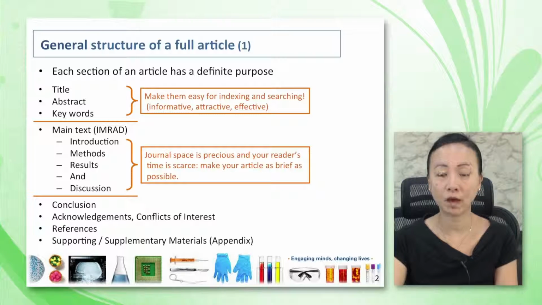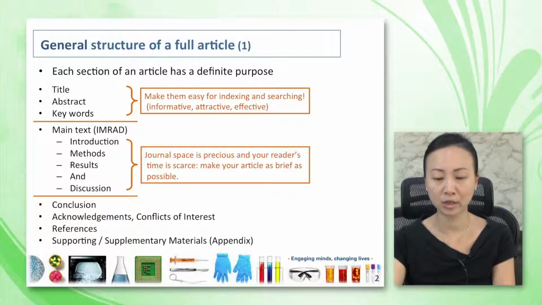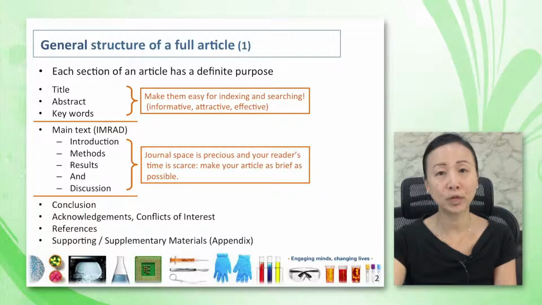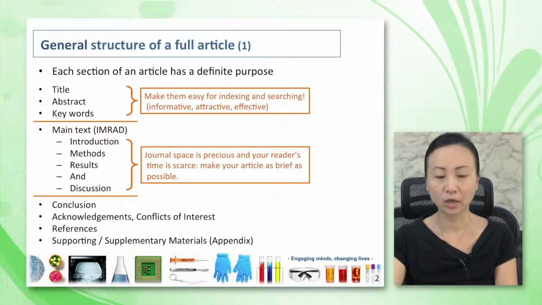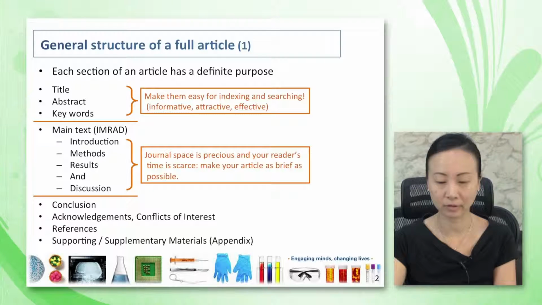The main text of the article is summarized by the IMRAD acronym, which stands for Introduction, Methods, Results, and Discussion. This is where you must present your work and convey the main messages and findings effectively. The last grouping of sections brings up the end of the manuscript: the conclusion, acknowledgements, conflicts of interest, and supplementary and supporting materials.